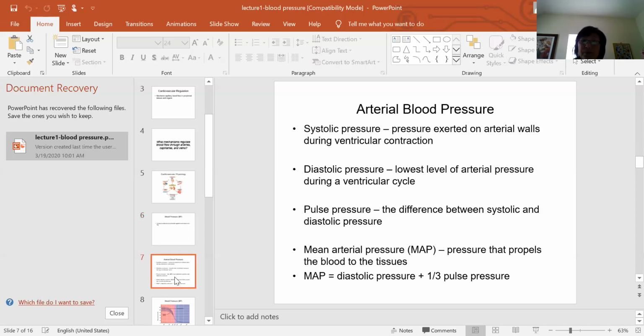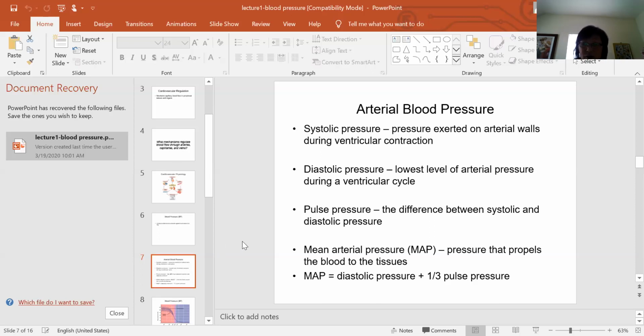Okay, blood pressure, first the arterial blood pressure. There are some terms you need to know. Systolic pressure is the highest pressure against the arterial wall during the ventricular contraction. And diastolic pressure is the lowest pressure during the ventricular dilation. And the pulse pressure is the difference between the systolic and diastolic pressure.